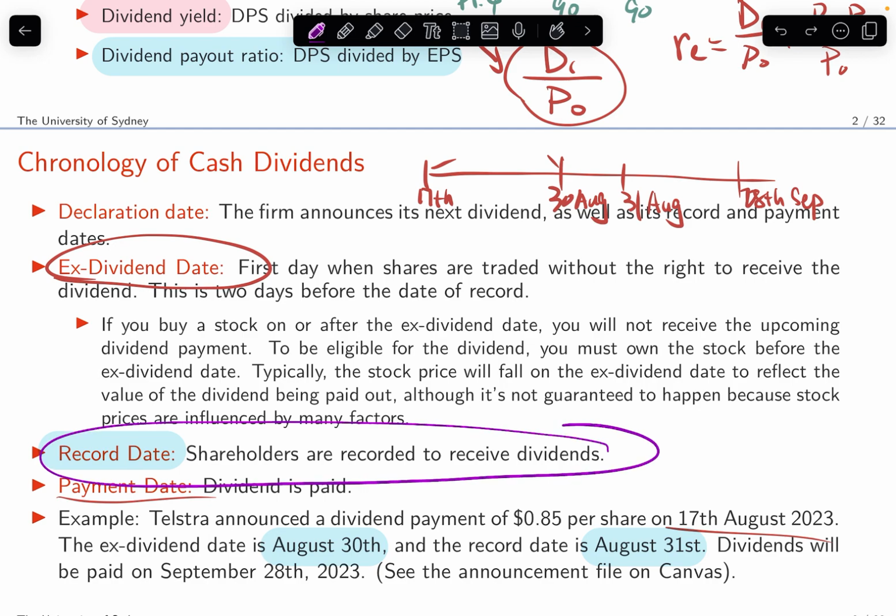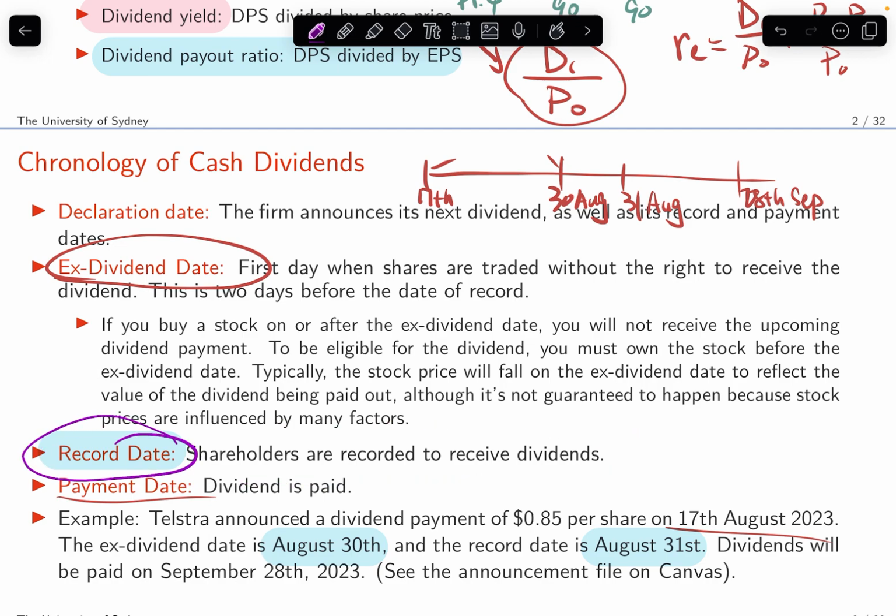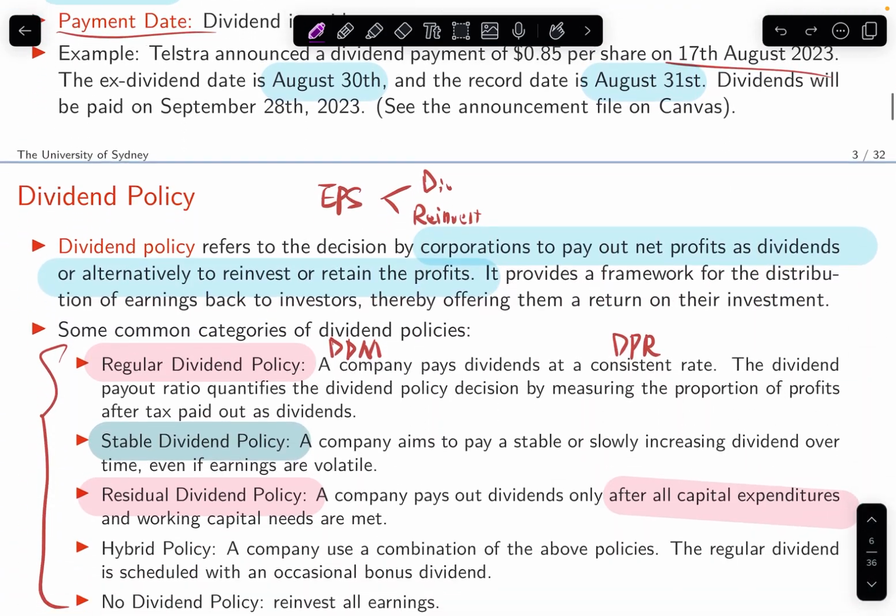The record date is where the shareholders are recorded to receive the dividend. This is to see who is eligible to receive. And the payment date is when the dividend is paid. So this is the technical, actual structure of how dividends are paid out.